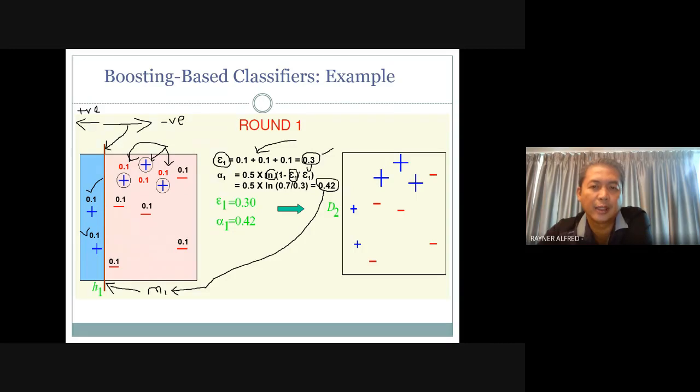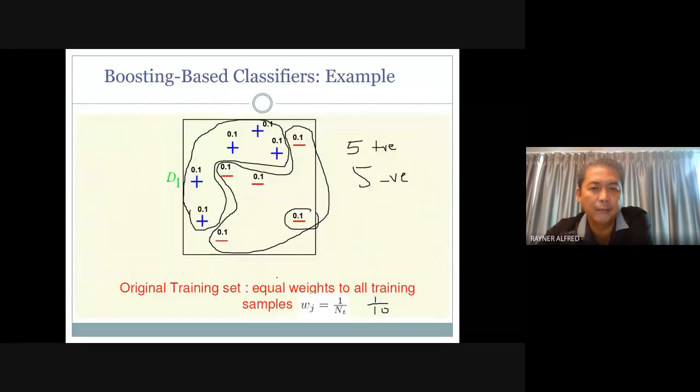Okay, so that is in the first phase. For us to go to the next phase, we want to increase the weightage for this, and we want to decrease the rest of them, because the rest of them we managed to classify correctly, right? So we have to increase the weightage of this and decrease the weightage of this. So how do we perform that?